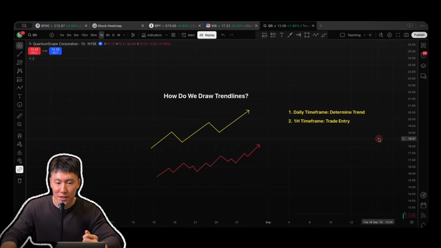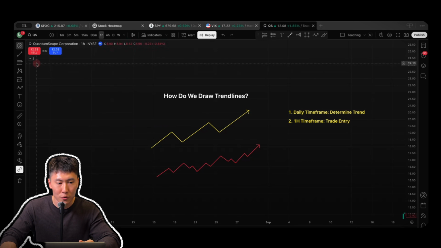Before we go to the nitty-gritty of trend lines, let's talk about time frames. Personally, I only use 2 time frames to draw the trend line. You can see I use the daily time frame to determine the trend, and I use the 1-hour time frame for trade entry.